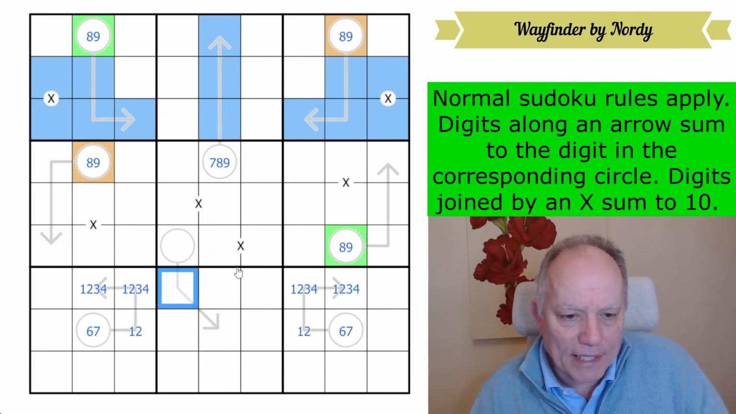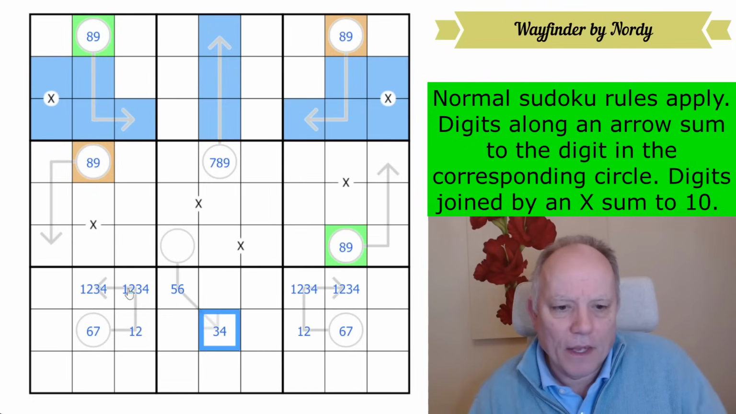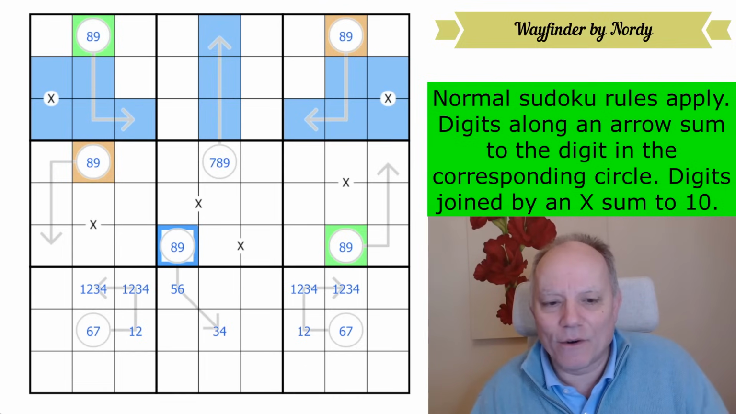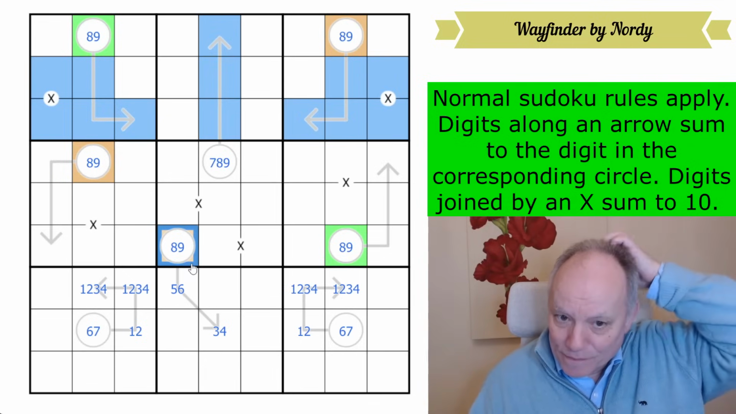This digit is at least a 5, and this digit is at least a 3. And I reckon that now we have a total of at least 8 in this cell, which is now one of the 8 or 9s and is not the green one, so is orange. Oh, this is a beautiful, beautiful puzzle.